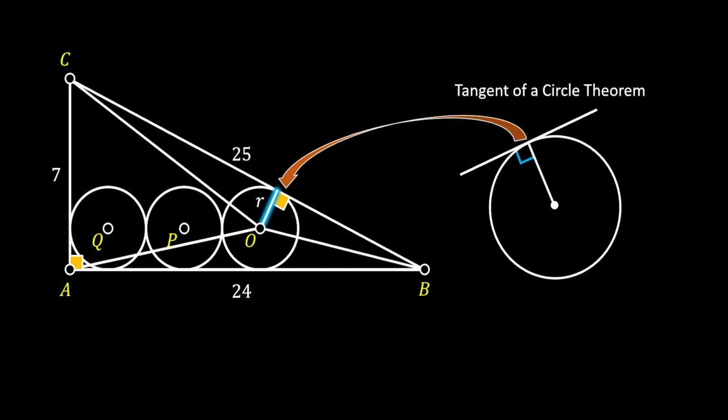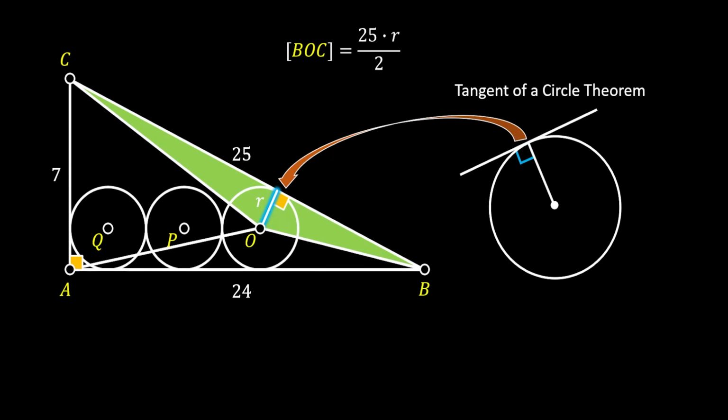be perpendicular to it. Now let's take a look at the triangle BOC. Since we know that the area of any triangle equals half of the product of the base and the height, we can say that the area of our triangle BOC must be equal to the product of the base, which equals 25, times the height, which equals R, over 2.